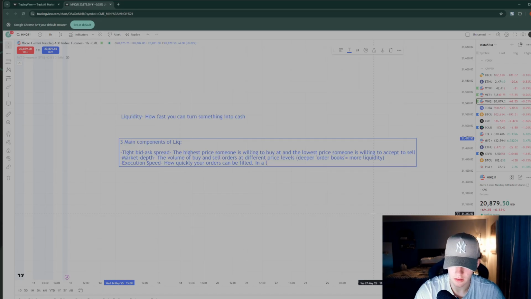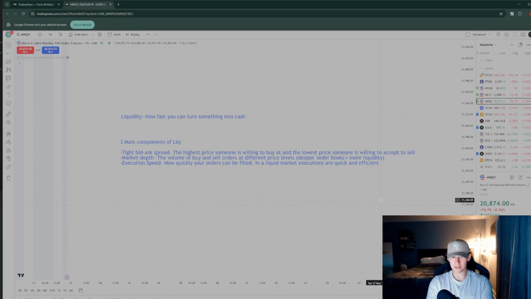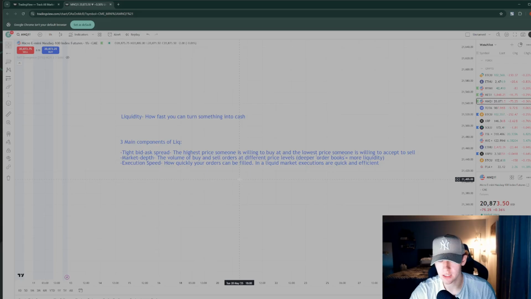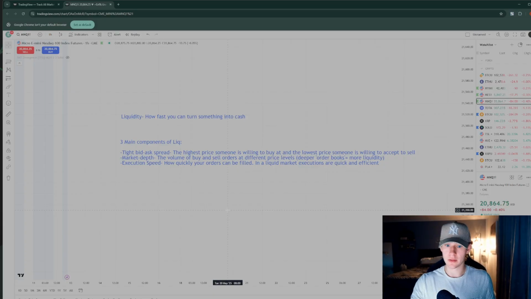But in a liquid market, executions are quick and efficient. All right, so the three main components here of liquidity: tight bid ask spread, basically the highest price someone is willing to buy at compared to the lowest price someone is willing to accept to sell. Market depth, the amount of people that are now at that price level doing the bid and asking. And then the execution speed, how fast these orders are being filled through a plethora of platforms or the singular platform that we're looking at currently.